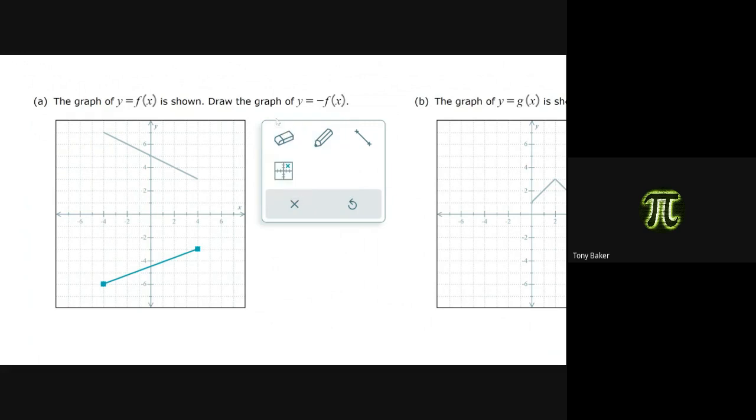Oh, you're right. It is 7. You're right. It's 7.